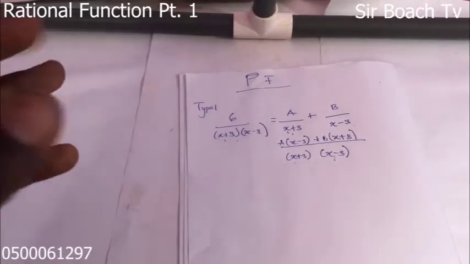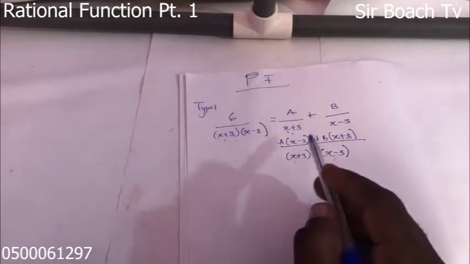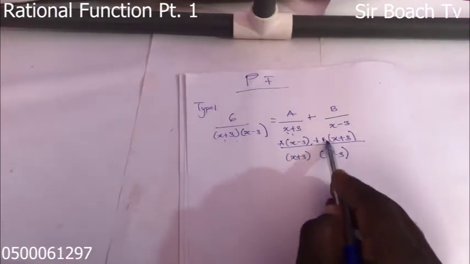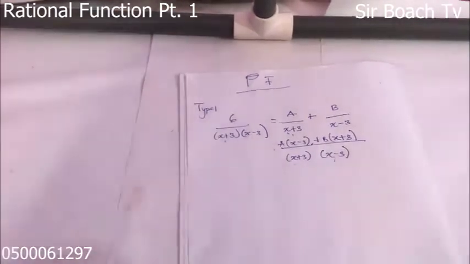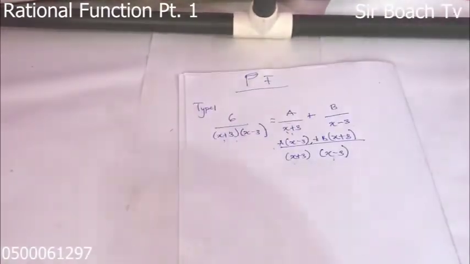Now, since the denominators are the same on each side, we have to take the numerator and equate it to this one. Then find the value of a and b. After we're done, we'll come back, pick this one, then mount the a and b values on it, then we are done.